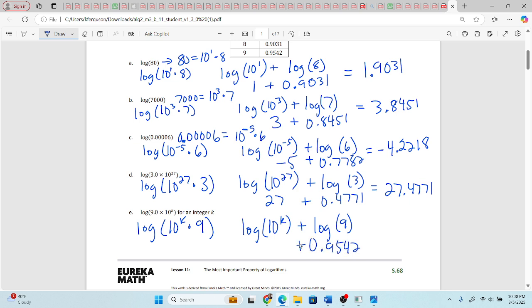0.9542. And what is this going to be? Well, log base 10 of 10 to the k power is just going to be k. So that's my answer. So we don't really have a solid one, we just have a variable plus that. So those are powers of 10 that we were able to split up, right? Because we had powers of 10, 10 to the first, 10 to the third, 10 to the negative fifth, 10 to the 27th, and 10 to the k. We got all of those, so we were able to do that. Well, let's keep going.